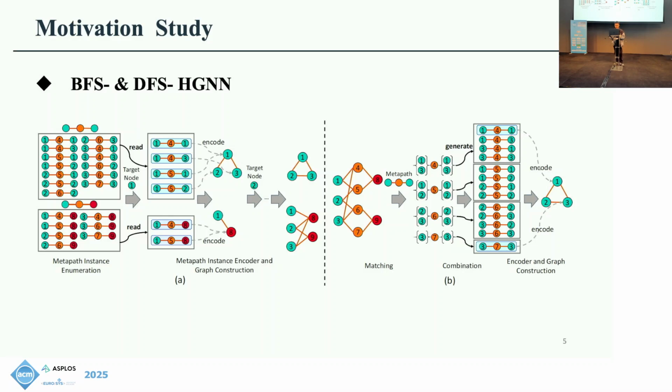And the DFS solutions construct the semantic graph and encode the instance at the same time as the metapath instances are matched. It matches instances directly in the original graph and encodes them to obtain embeddings and updates the semantic graph immediately. Each instance is discarded after processing. This method saves significant memory, but requires rematching instances from the original graph for each inference. It increases the matching overhead.